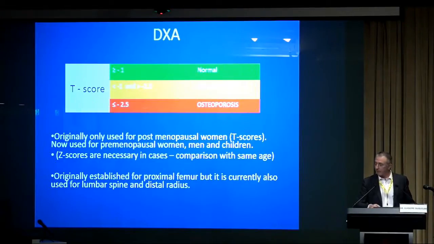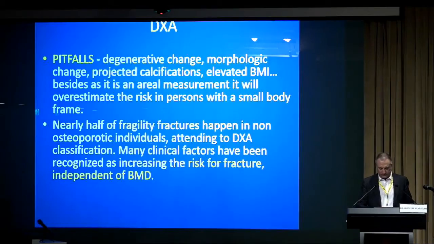But based on this, the WHO organization created a cutoff level, and the result of the T-score is differentiated into normal, osteopenic, or osteoporosis, based on whether it is above -1, between -1 and -2.5, or below -2.5. But as already mentioned, this technique presents several limitations.